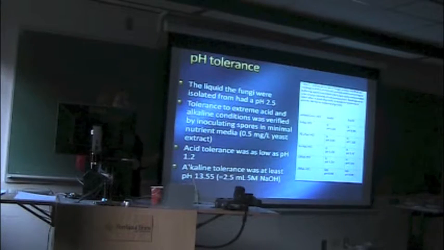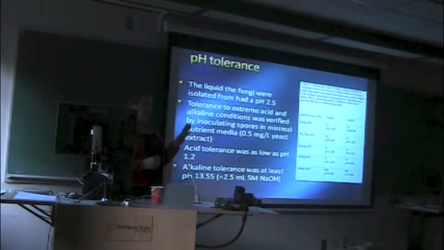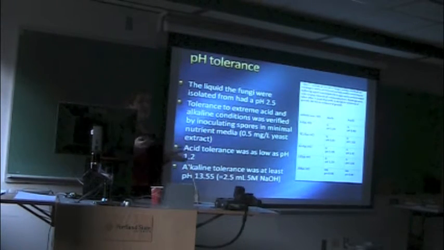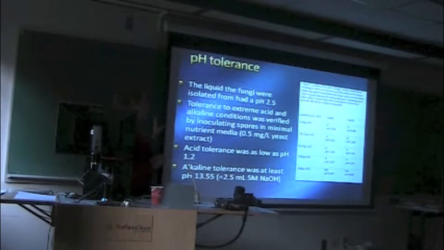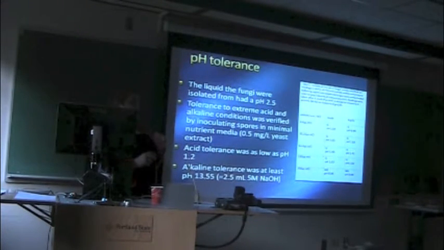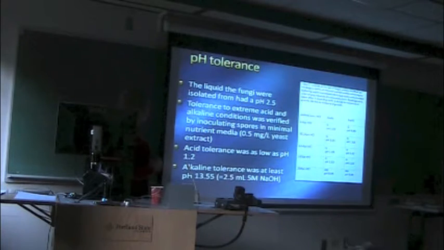So the first question I was asking was, when these were isolated, the original liquid that they found them in was a pH of 2.5. So I wanted to find out how acid tolerant they actually were, because that's a very acidic condition, but I wanted to see how far I could take that. And then the reverse of that was, how alkaline could I go? How tolerant were they of alkaline conditions?